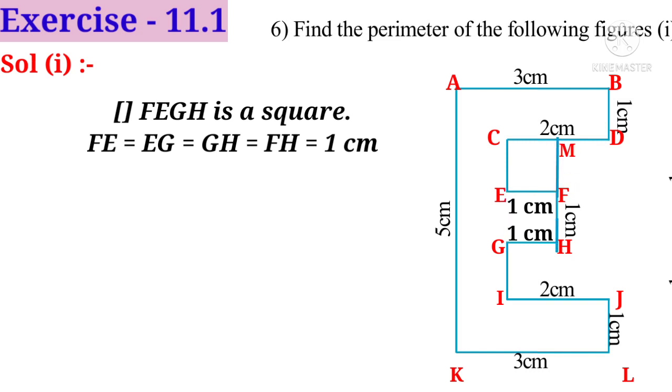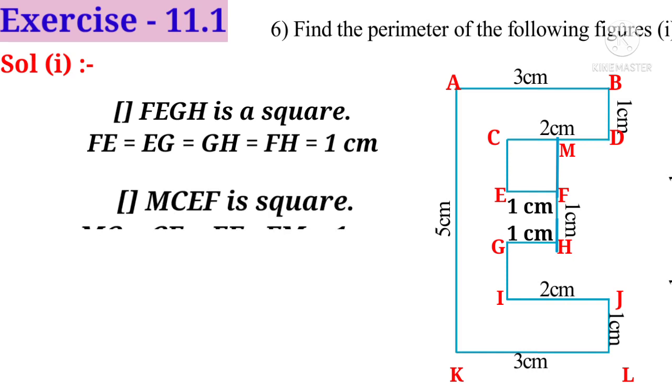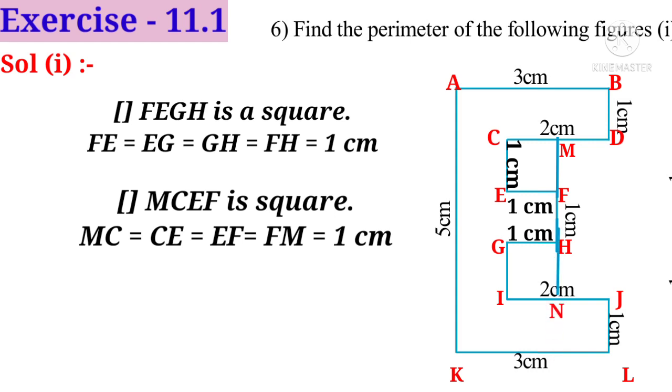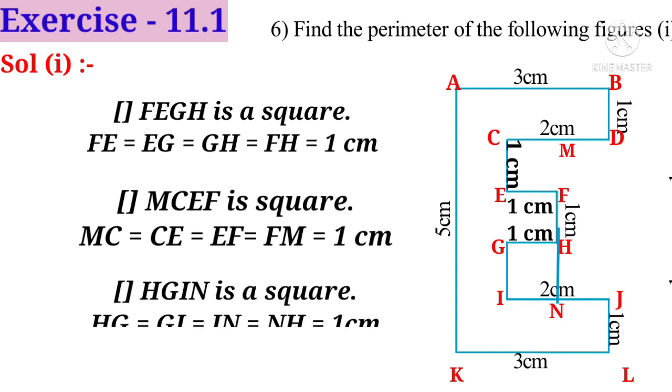Observe that MCEF is also a square. That means all sides are equal. So if EF is 1 centimeter, CE also becomes 1 centimeter. Now put N and join HN. Observe that HGIN is a square. All sides are equal. Since GH is 1 centimeter, GI also becomes 1 centimeter.